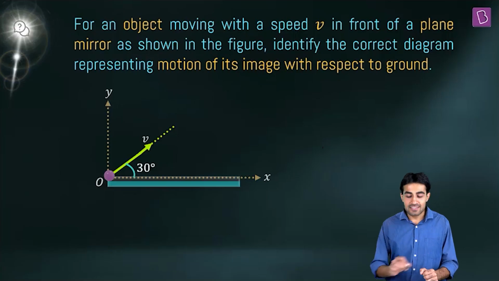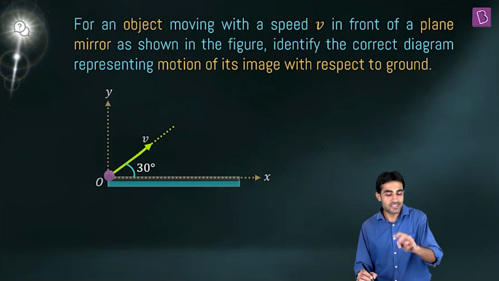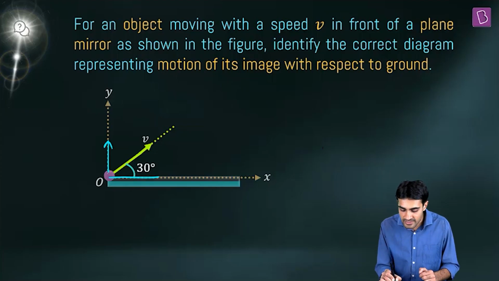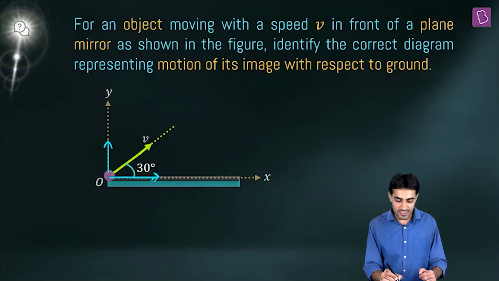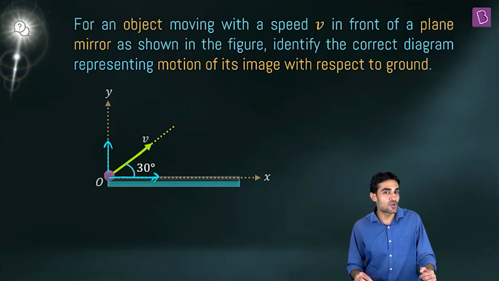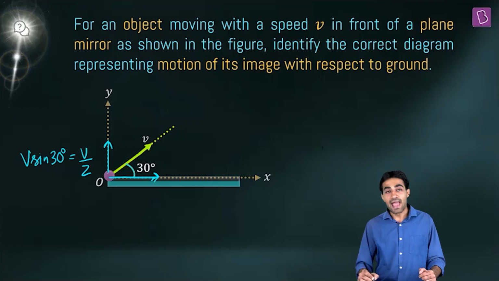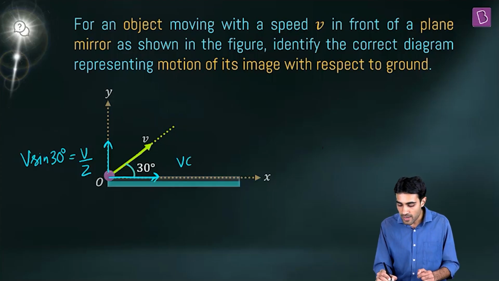So in our question, we can see this is the velocity. Now, we will use a trick. We will just break this velocity into two components. One component is perpendicular to the surface of the mirror, and the other component is parallel to the surface of the mirror. Okay? Now, what is the component which is perpendicular to the surface of the mirror? We can see this is v sin 30 degrees, and this is coming out to be v by 2. And what is that component which is parallel to the surface of the mirror? This is v cos 30 degrees, which is written as root 3 v by 2.